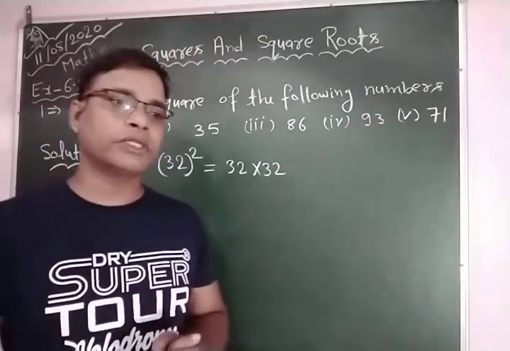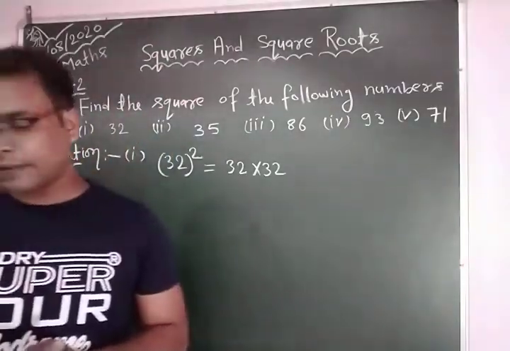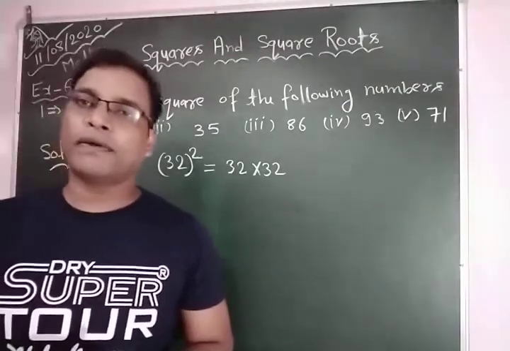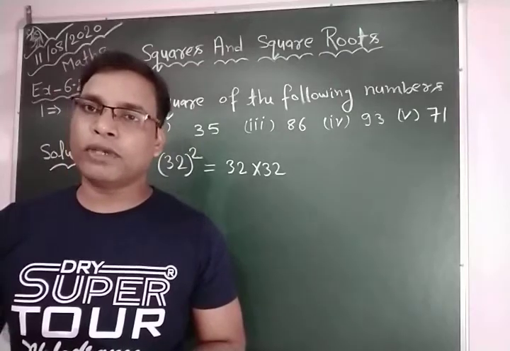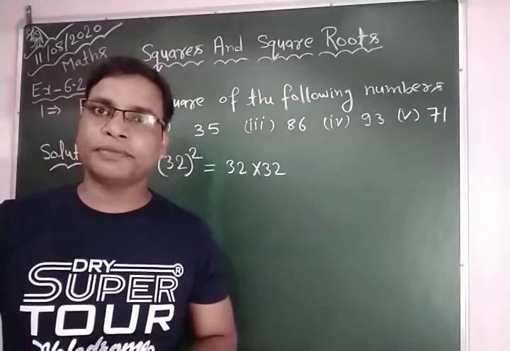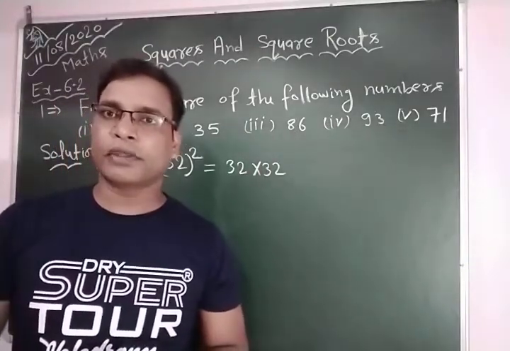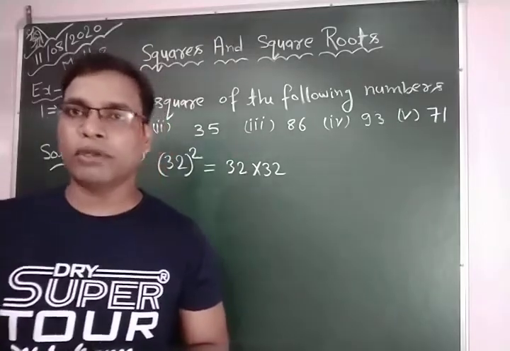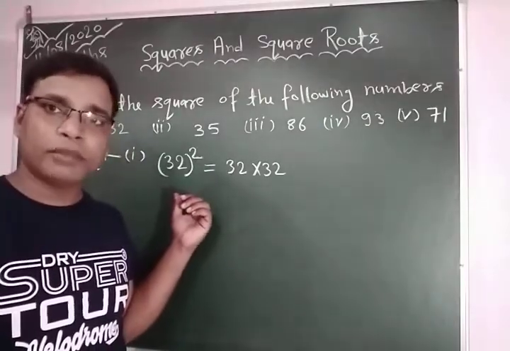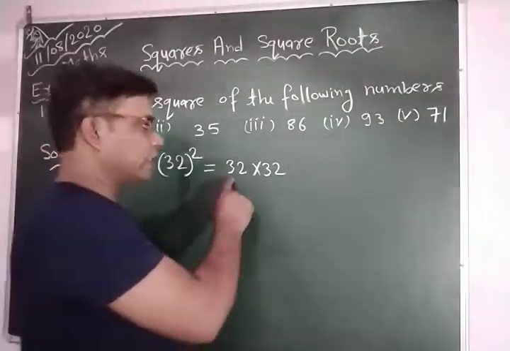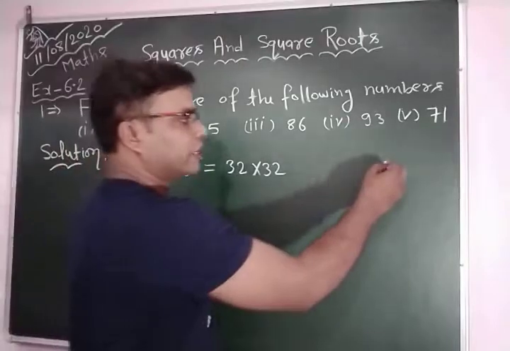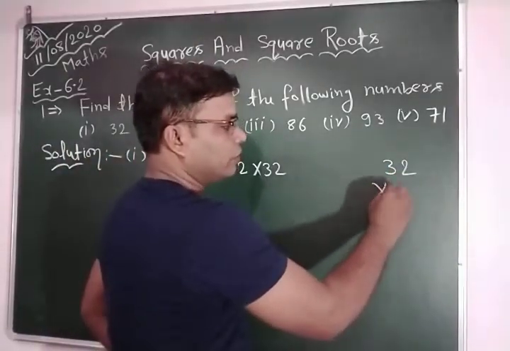Sometimes the question gives the condition: find the square of the given number without actual multiplication. Some parts of these questions we find with actual multiplication, and some parts without actual multiplication. So we find the square of 32 with actual multiplication. The square of 32 means 32 into 32.